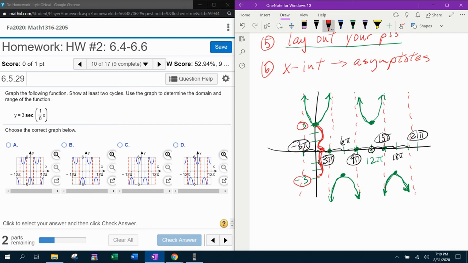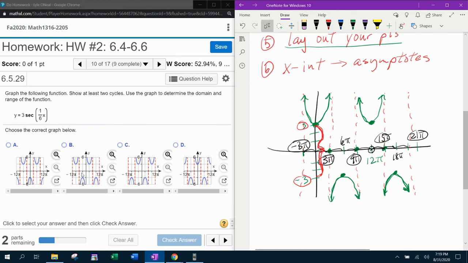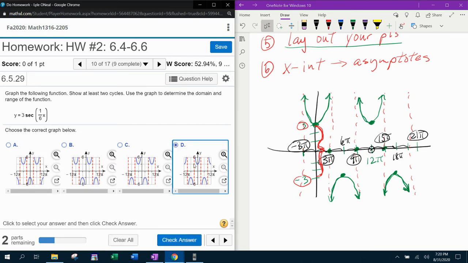So let's see if we can pick the correct answer from our hand-drawn graph here. Our first hump is going up centered on the y-axis. So A is out. A cannot be a valid solution. Neither can B. It does not have the up hump centered on the y-axis. Well, neither does C. So it has to be D. D is the only one that has an up hump centered on the y-axis.